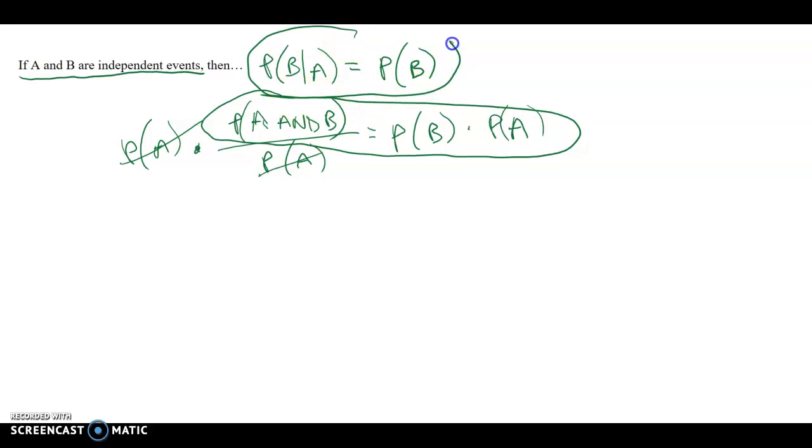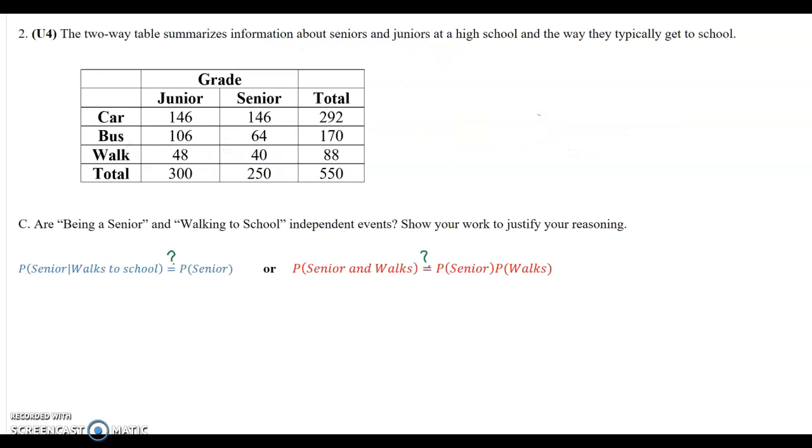We could either check to see if these two things are equal or these two things are equal. Let's go back to part C and see what that means in the context of this problem. Are being a senior and walking to school independent events? Show your work to justify your reasoning. Okay, so you can do either this blue part or the red part. The blue part is what I showed you from page 369, and this was the other way. So either one is fine.